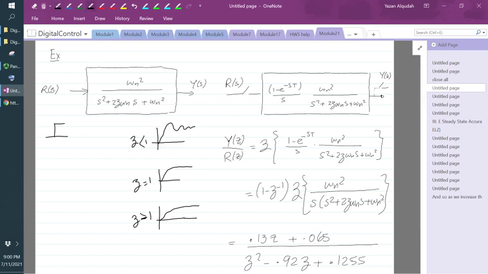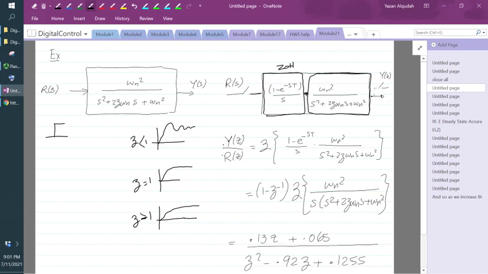So this is my system here. This is the same system, the continuous time system. And I'm going to take this signal through the sampler, then through a zero order hold, and then through this system, and then I want to calculate Y(z) over R(z).